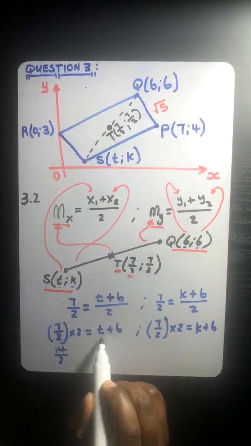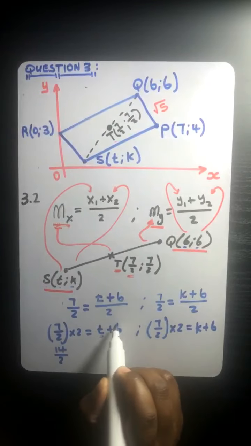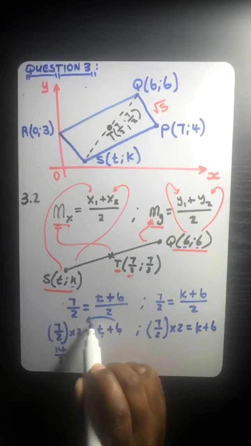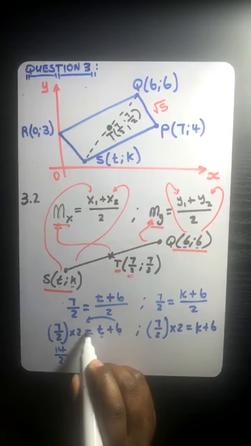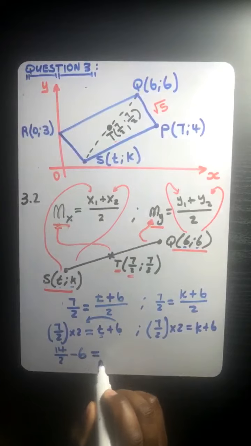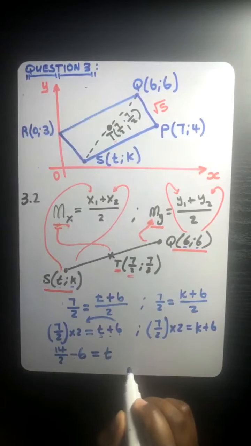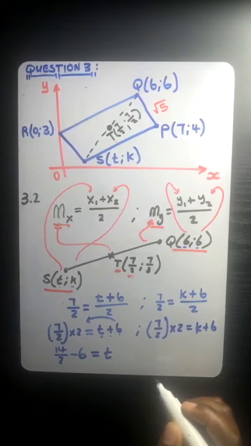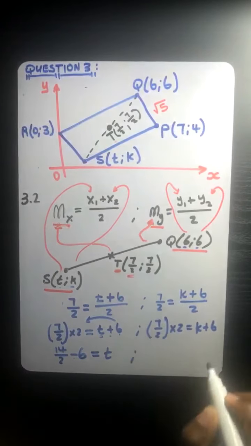So can you see we've got letter T over there, but it has a number. So let's move this number to the other side so that we remain with the letter on one side. Remember, as long as it crosses that equal sign, it changes sign. If it's a plus, it changes to a minus. Now you remain with your T over there.